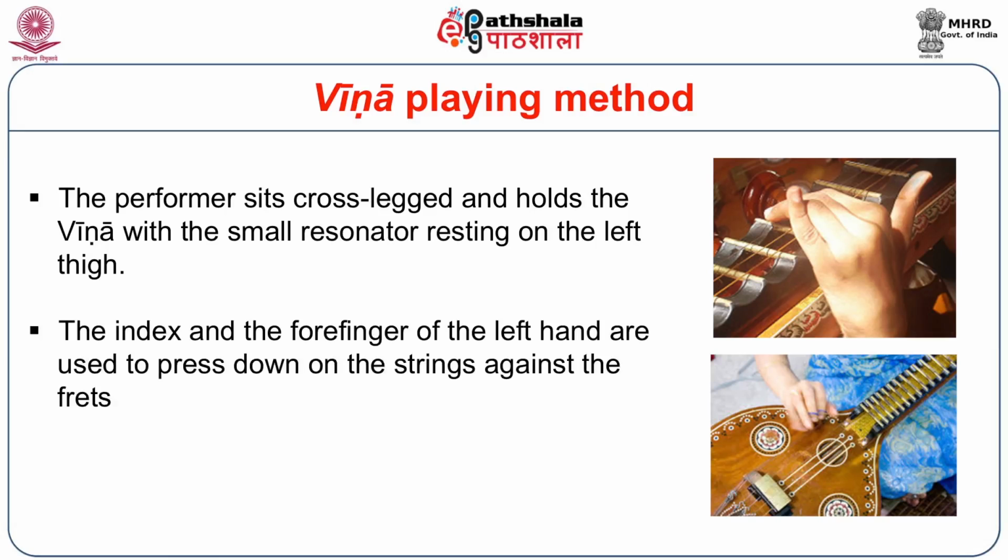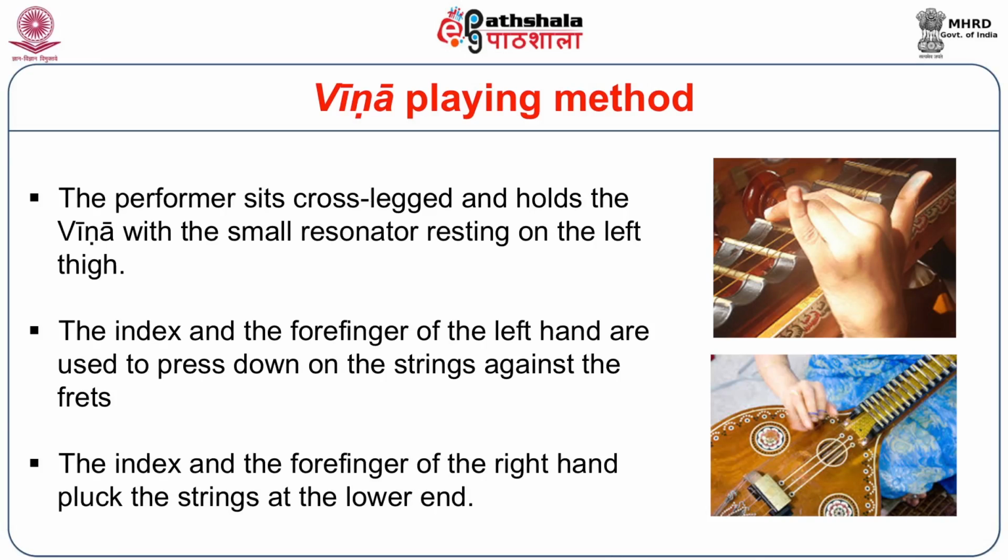When the performer sits cross-legged, he should hold the veena with the small resonator on the left thigh. Two fingers of the left hand, the index and the forefinger, will be placed on the frets. The index and the forefinger of the right hand will be helpful in plucking the strings. And there are three tala strings, as I mentioned earlier, which will be plucked with the little finger of the right hand. And now we will just listen to how a veena sounds when it is played.